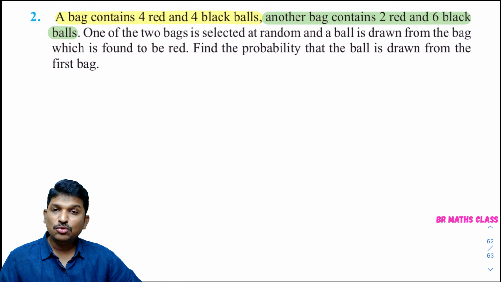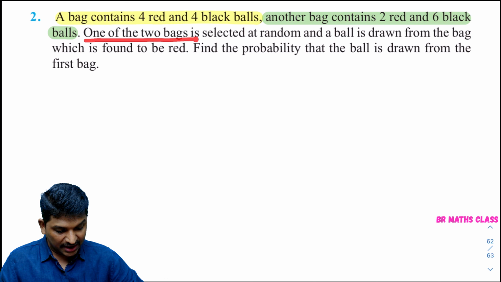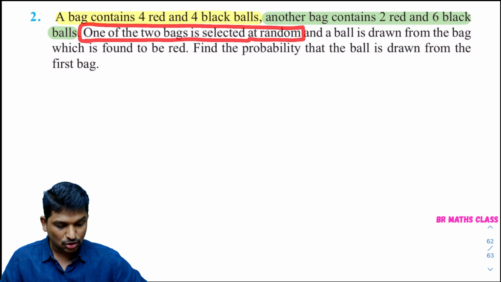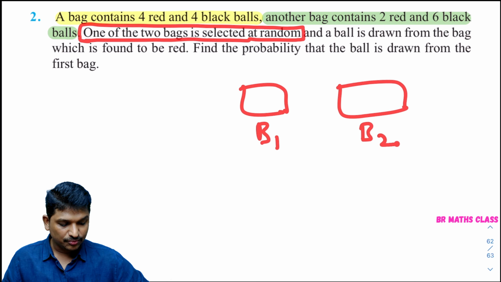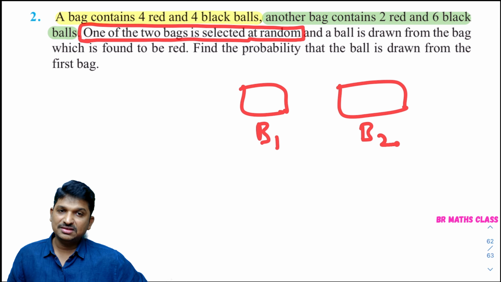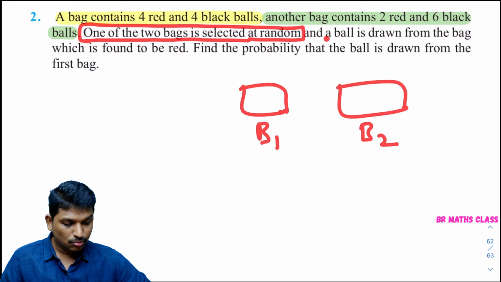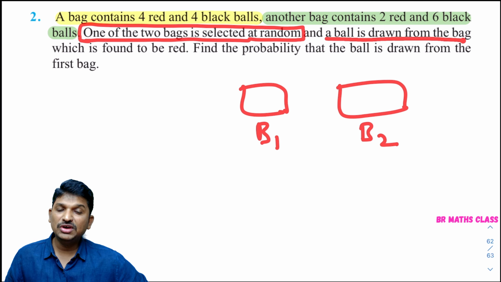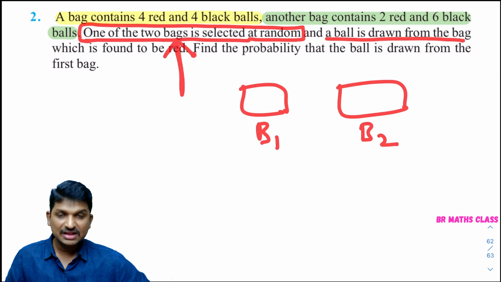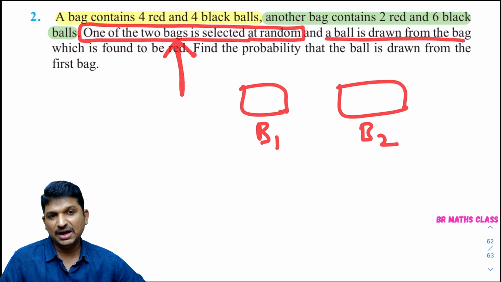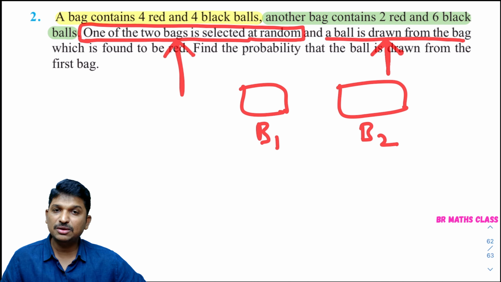Okay, so here what we are doing, one of 2 bags is selected at random. Total 2 bags are there. I'll suppose this is bag 1 and suppose this is bag 2. What they are saying, one of 2 bags is selected at random and a ball is drawn from the bag. We'll select one bag first. After that, we'll draw a ball from that bag.